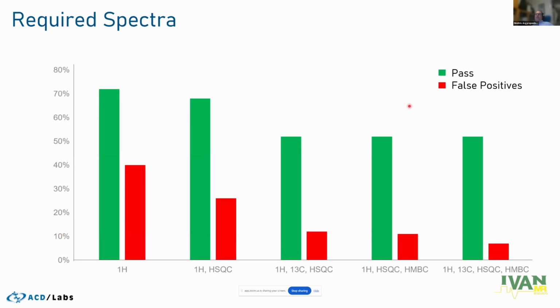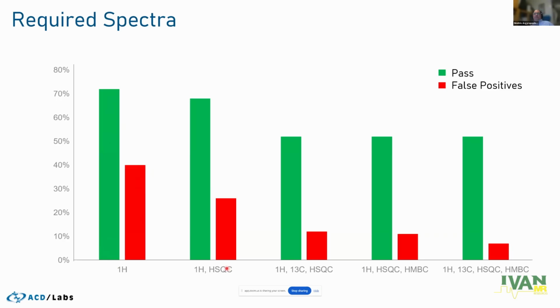I just want to show you here the effect of adding more spectra. This is from a study done many, many years ago. So please ignore this vertical scale because it's maybe outdated by now or certainly very sample-set specific. In this sample set, we tried having just a proton spectrum, and we had a good pass rate, but a very high false positive rate. 40% false positive is not good.